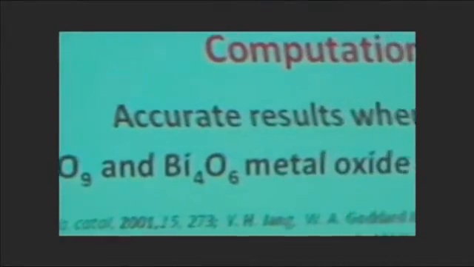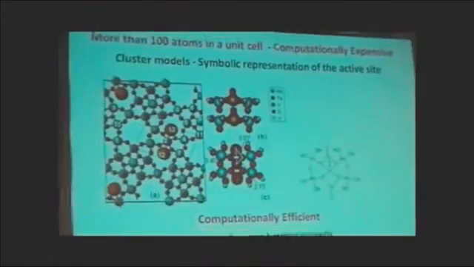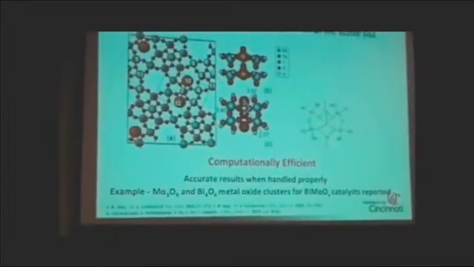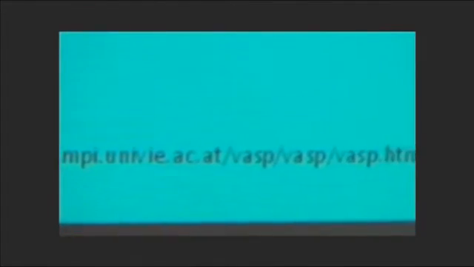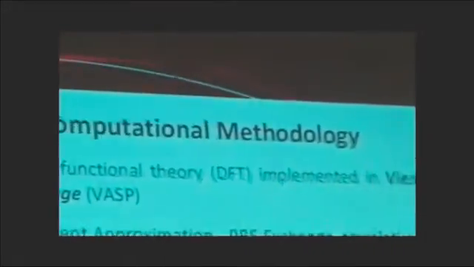Similar cluster model studies have also been reported for reactions on the bismuth molybdenum oxide catalyst. These cluster model computations are really accurate when used properly, but they can also give problems when we don't validate the system. So we use the following methodology, where we use periodic density functional theory implemented in the Vienna Ab initio Simulation Package. This is one of the most well-known packages among people who work on heterogeneous catalysis.